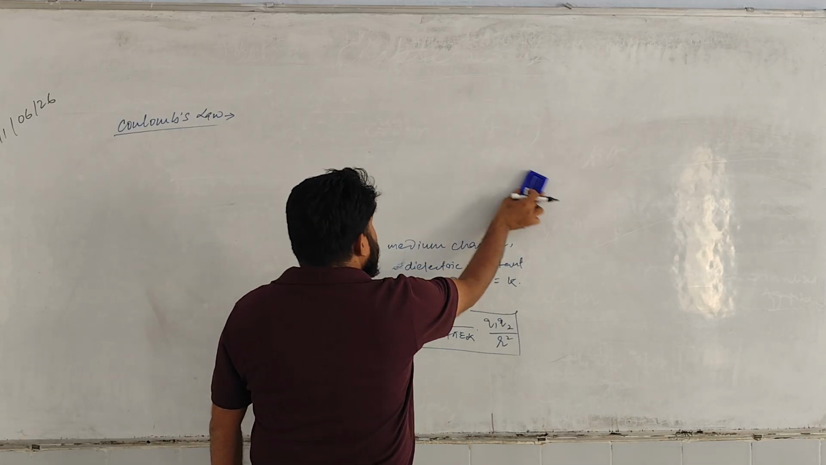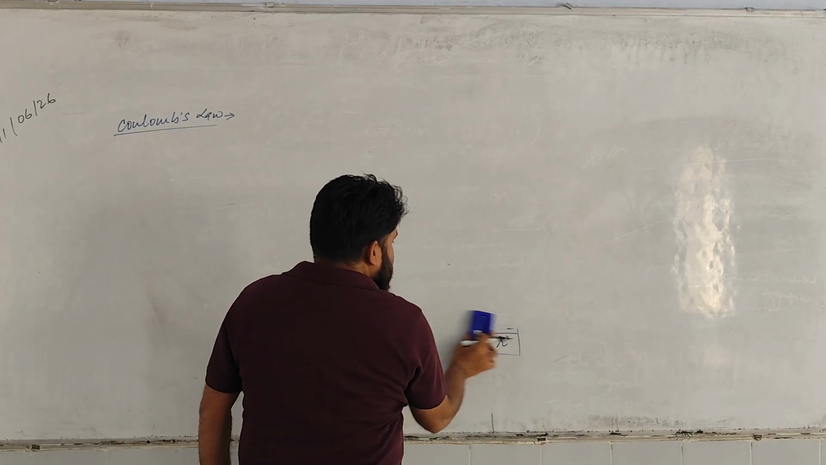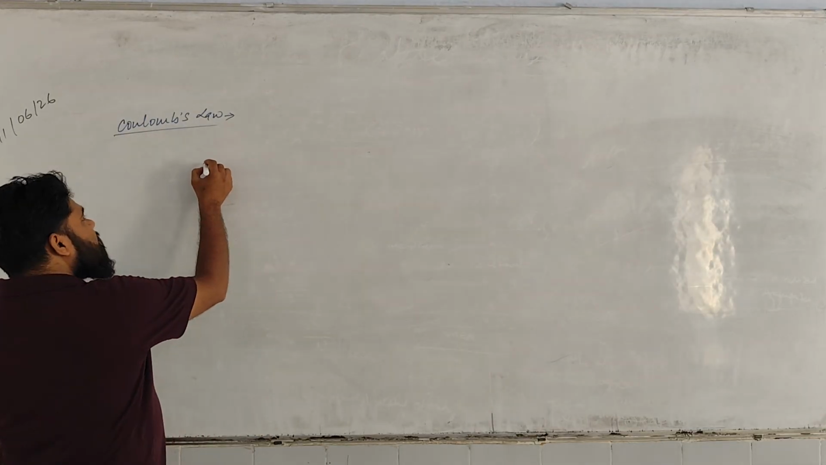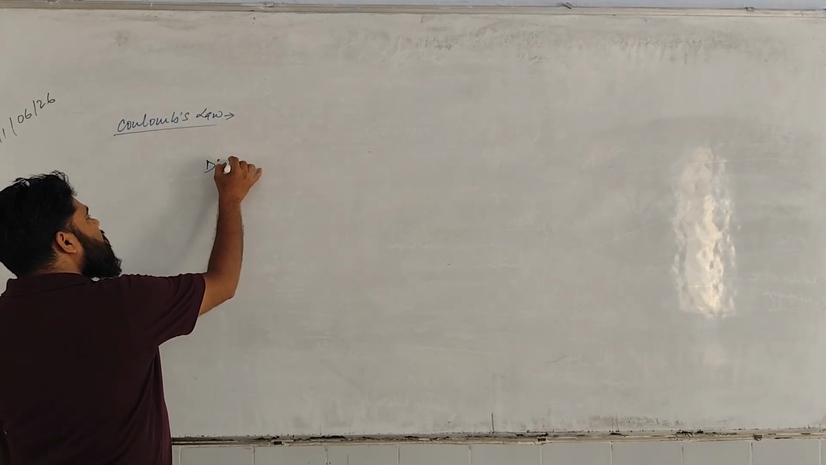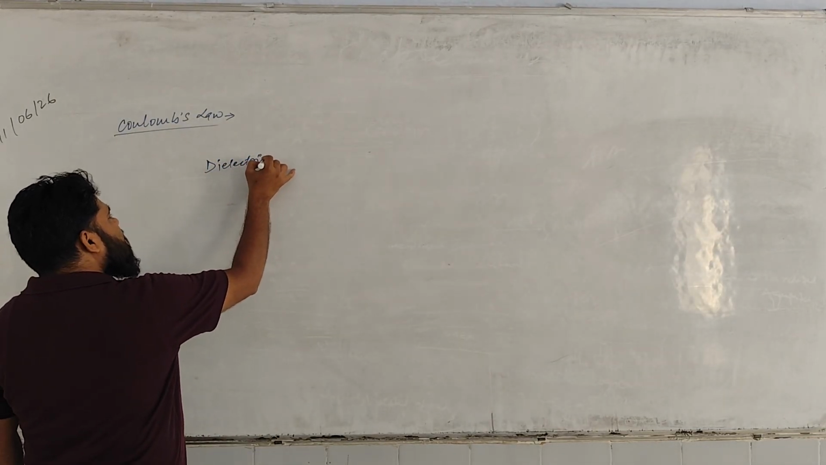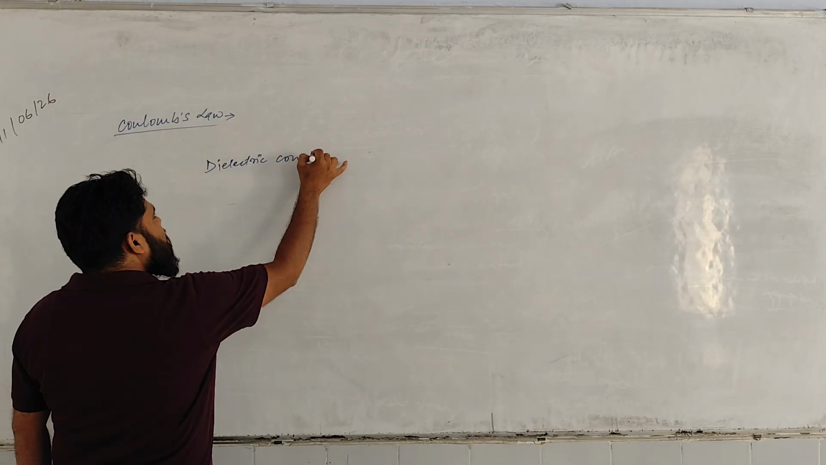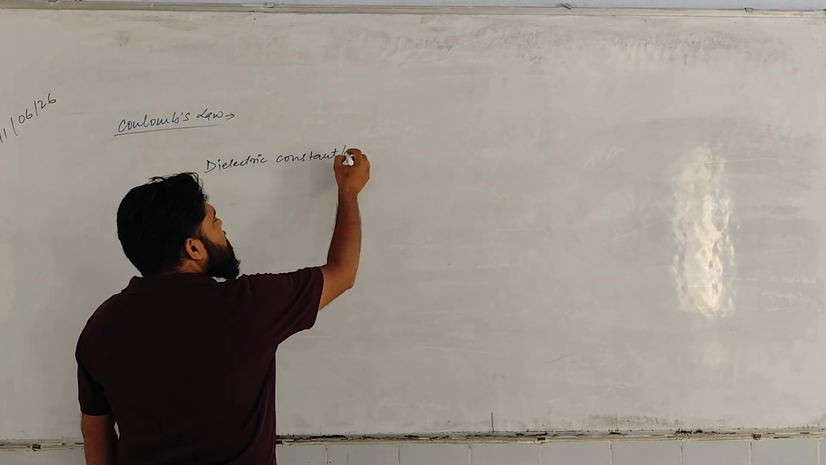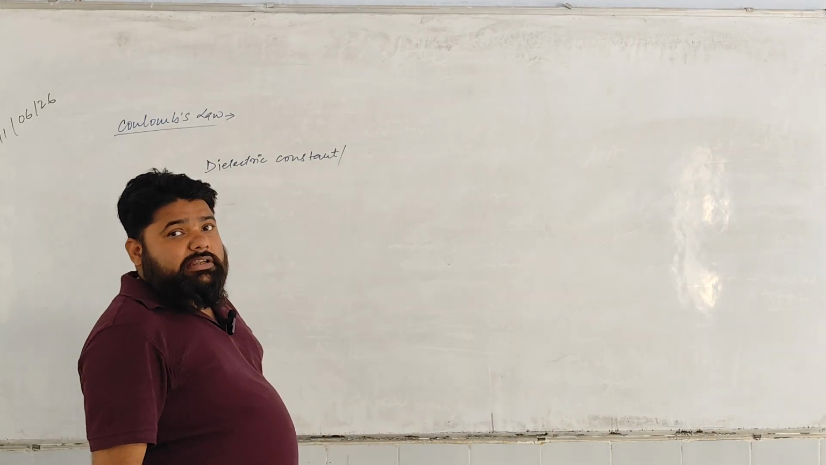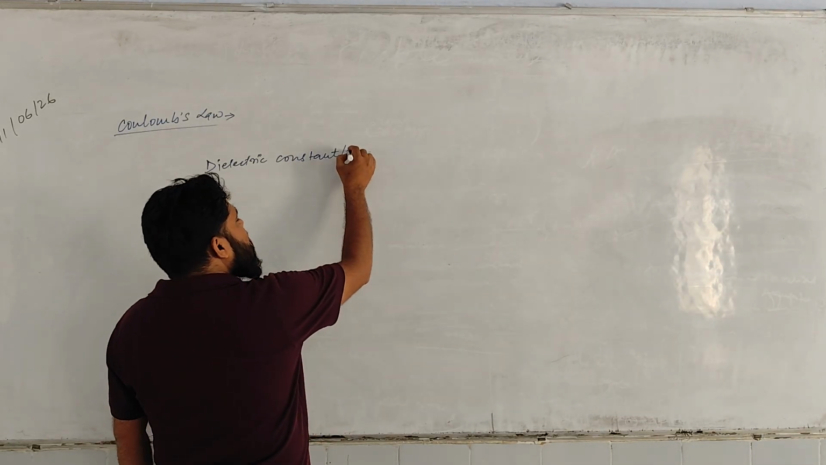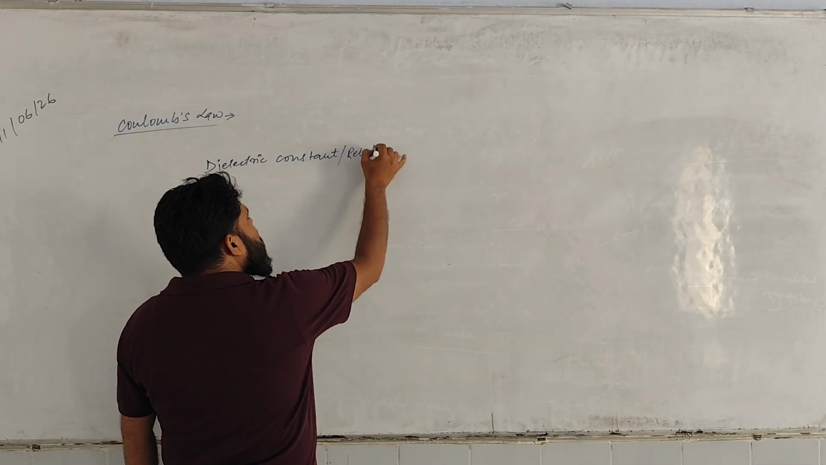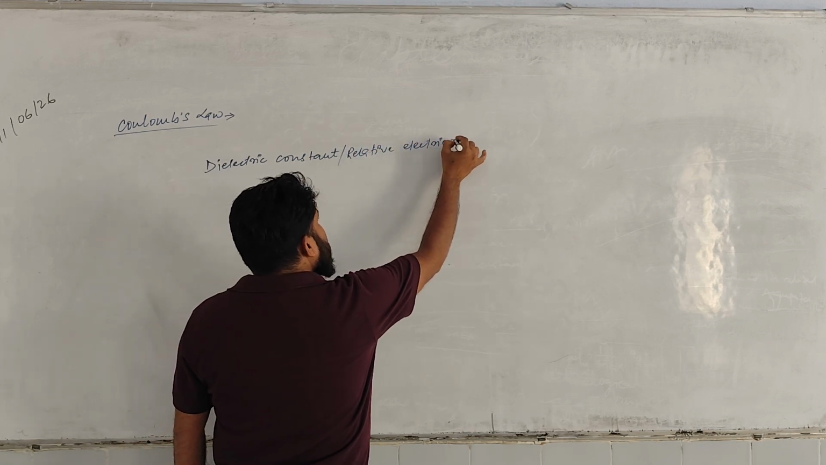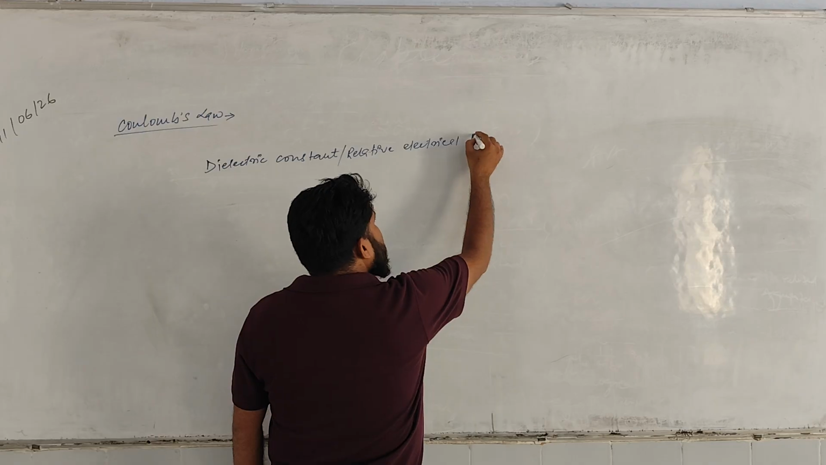So now we will discuss the dielectric constant, or it can also be known as relative electrical permittivity.